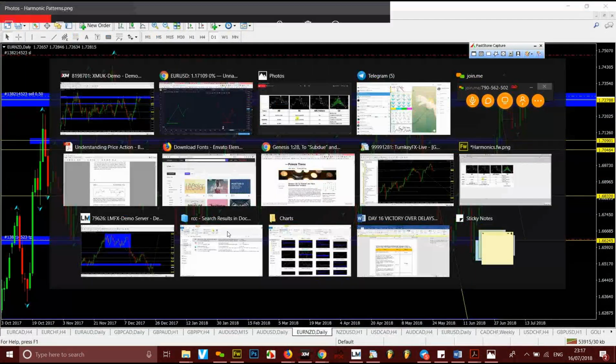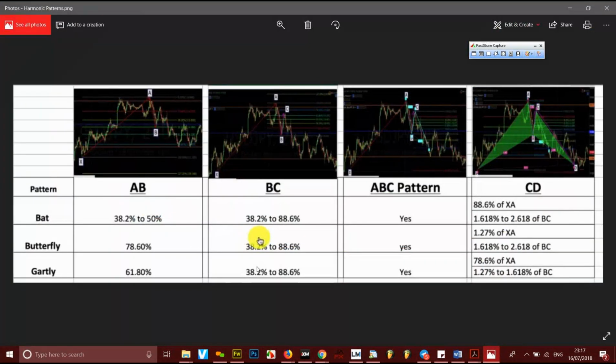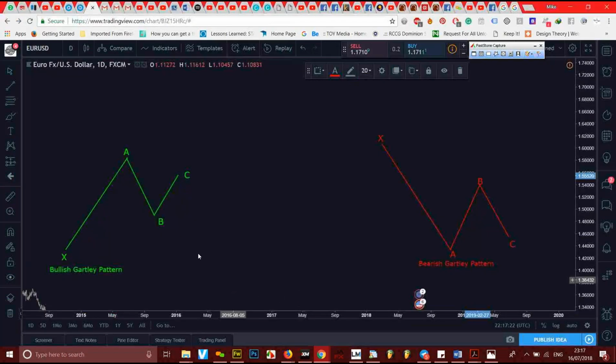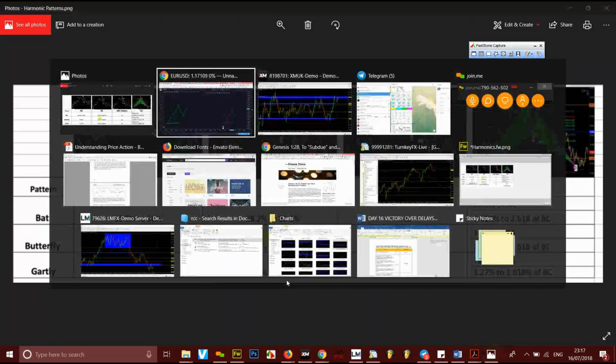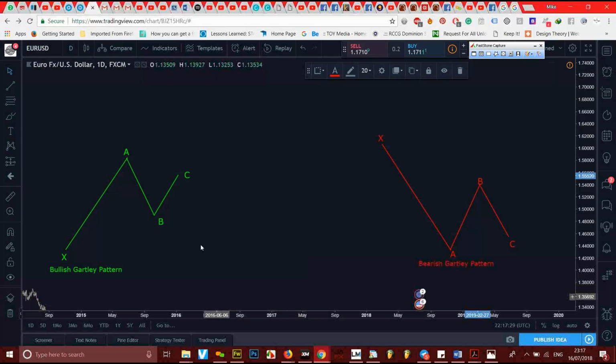The rule says here the level of that pullback should be 38.2 to 88.6. But just to add a little bit extra to that rule, it can actually go beyond 88.6, but it must not go back to A. On no occasion or no circumstance should C go back to touch A.